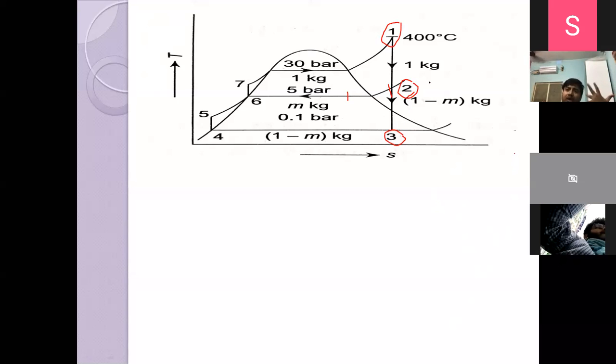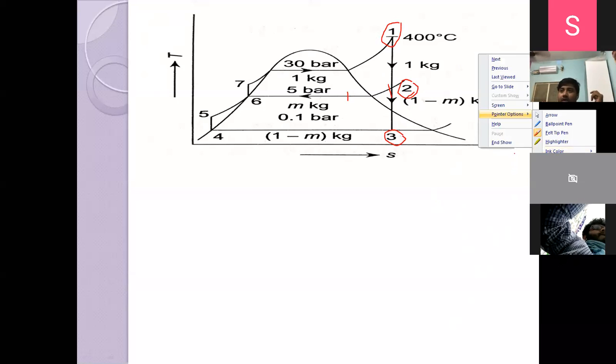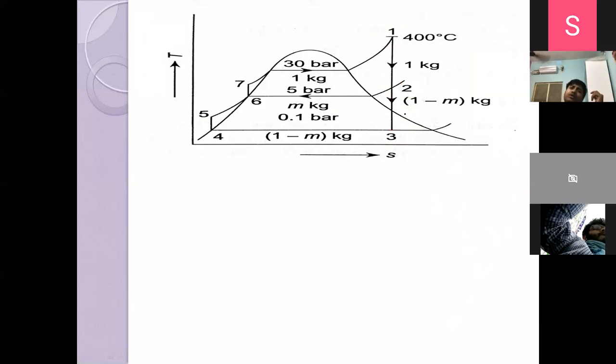So we have taken the point arbitrarily. As shown here, one single regeneration has been taken, meaning 1 kg of steam we have taken out. One regeneration is there. Okay, so this is the TS diagram. Now we will move on to the solving of this problem.